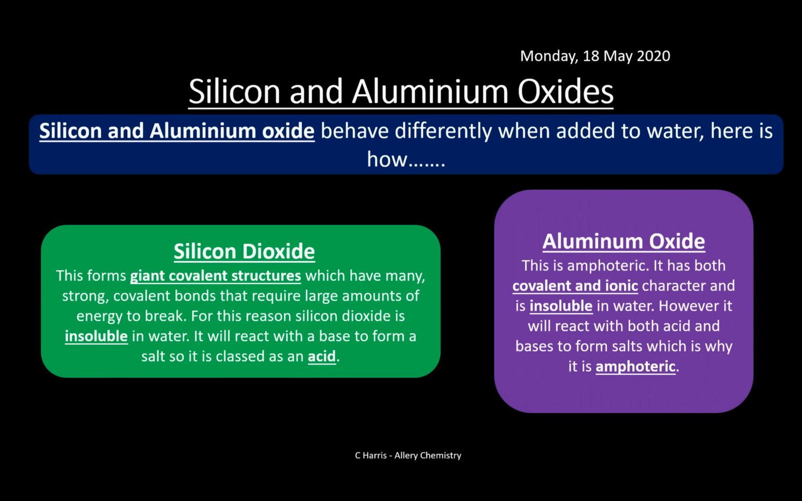And aluminium oxide is something we call amphoteric. That means it behaves both as an acid and a base, so it has both characters. Now remember, aluminium oxide has some ionic and covalent character in there. It's mainly ionic, but it has some covalent character, and so this means it is insoluble in water. Like silicon dioxide, aluminium oxide doesn't dissolve readily because of some of this covalent character that it displays.